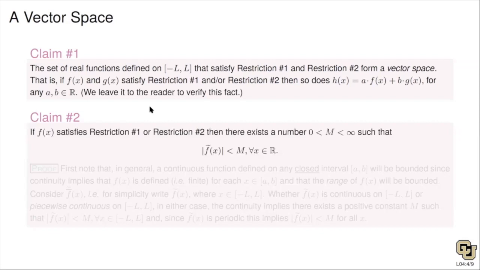Now, the second claim is that if a function satisfies restriction number 1 or number 2, there's a finite positive number such that the absolute value of the periodic extension is less than that number for all real numbers. This shouldn't come as a surprise to anyone, because we're not allowing the function to have infinite discontinuities. We've taken out any place where the function can have an infinite discontinuity. So the only other thing left is that the function must be bounded.